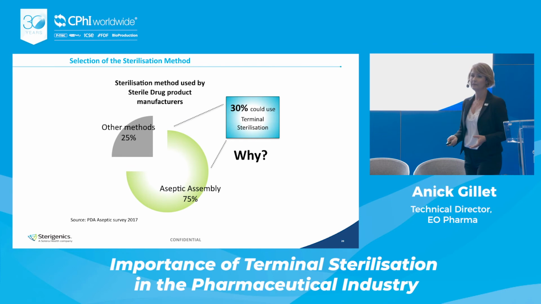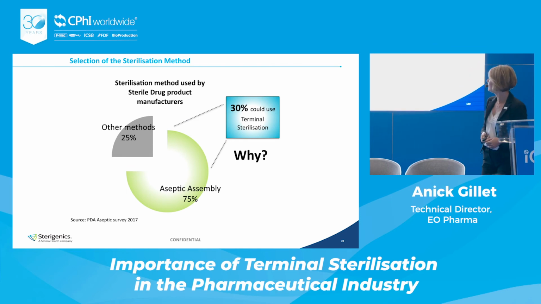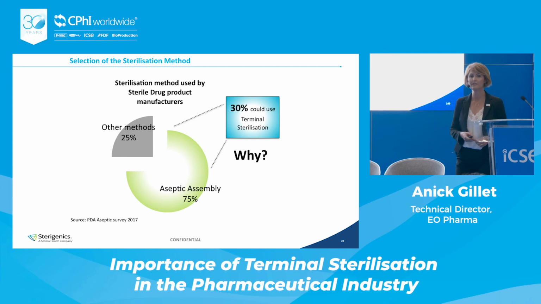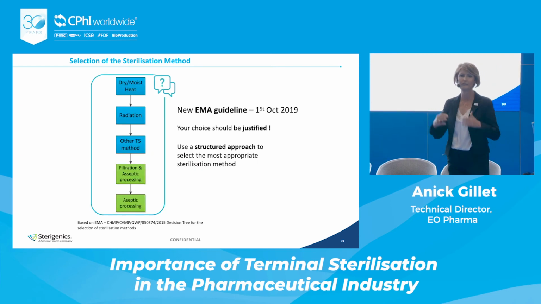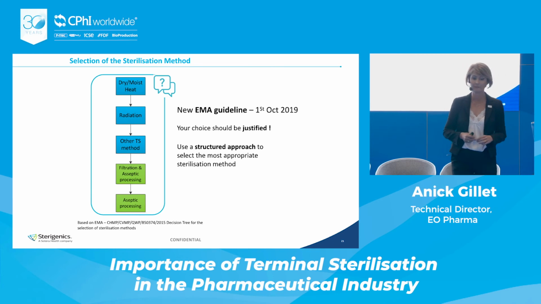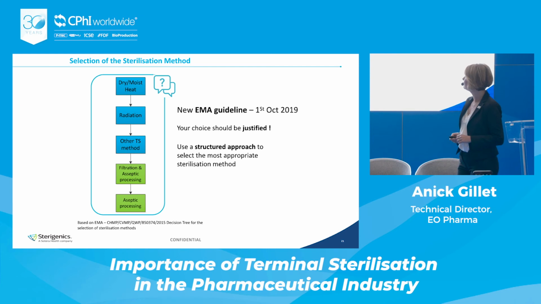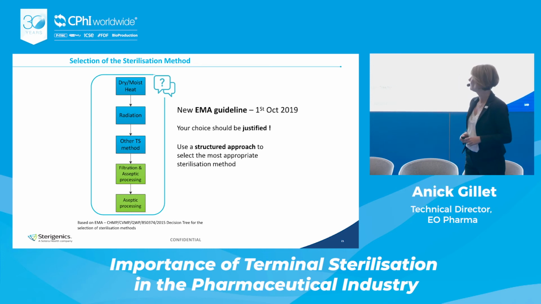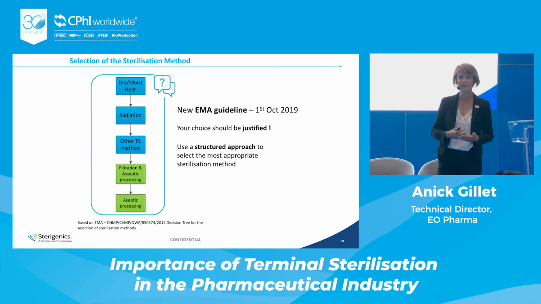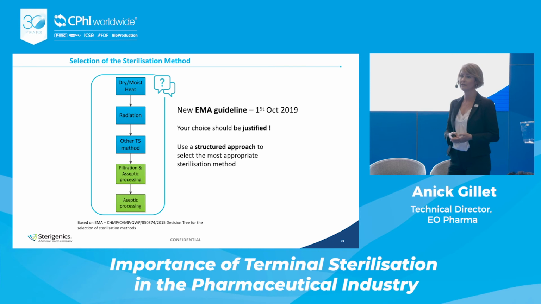That's also in the actuality, because the EMA published a recent guideline that came into effect on the 1st of October this year, where they really explain how to select your sterilization methods. Again, here we clearly see that the blue boxes are related to terminal sterilization. The first one you should consider is heat sterilization. If it does not work, you can go for radiation, and if your product is not able to support that, you can go for other terminal sterilization.